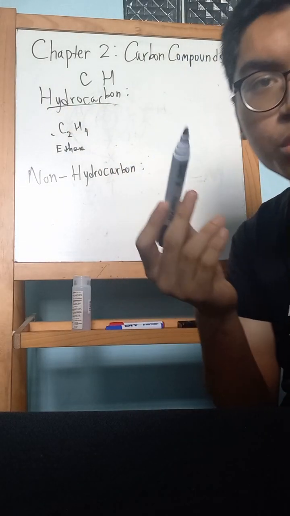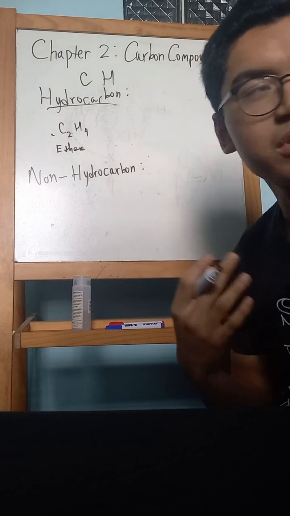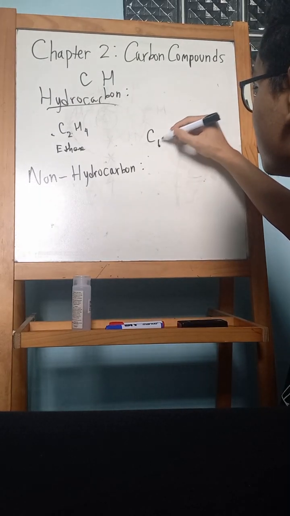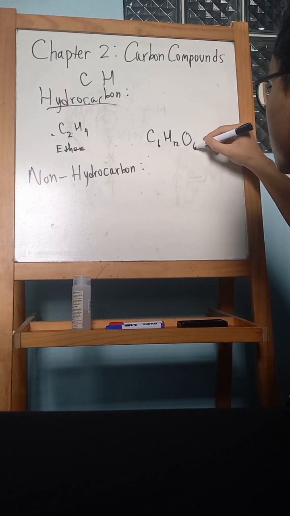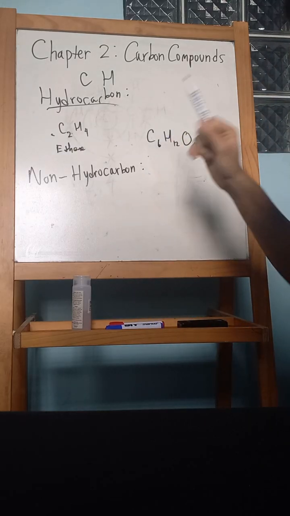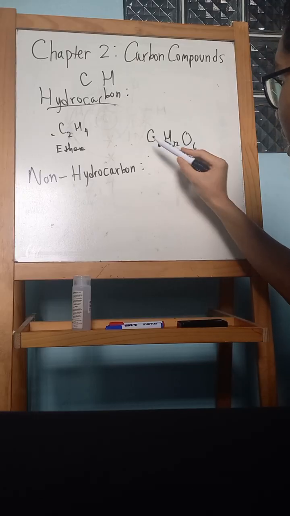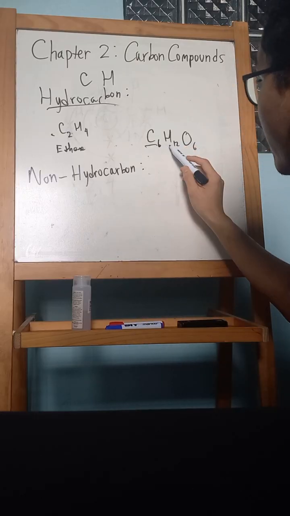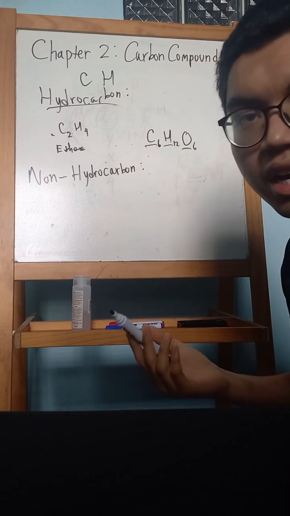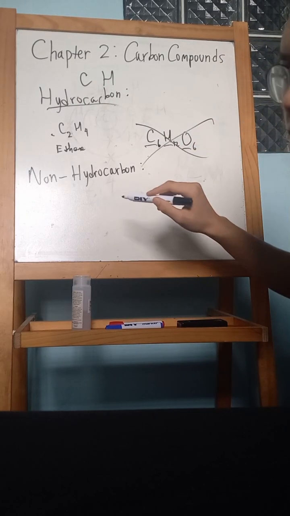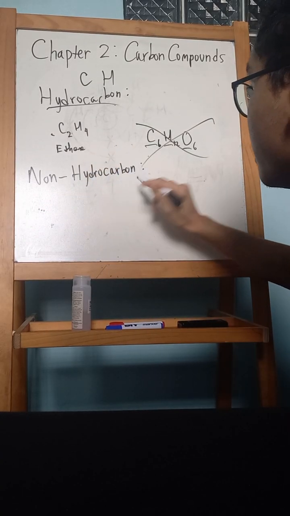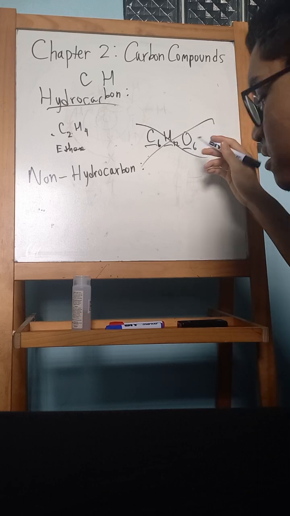Now let's say glucose. Not many people know this formula. I just know it because I see it a lot. C6H12O6. Glucose has carbon, glucose has hydrogen, but glucose also has oxygen. Does that make it a hydrocarbon? No, it does not. Glucose belongs here in the non-hydrocarbon category because of the oxygen that it has.